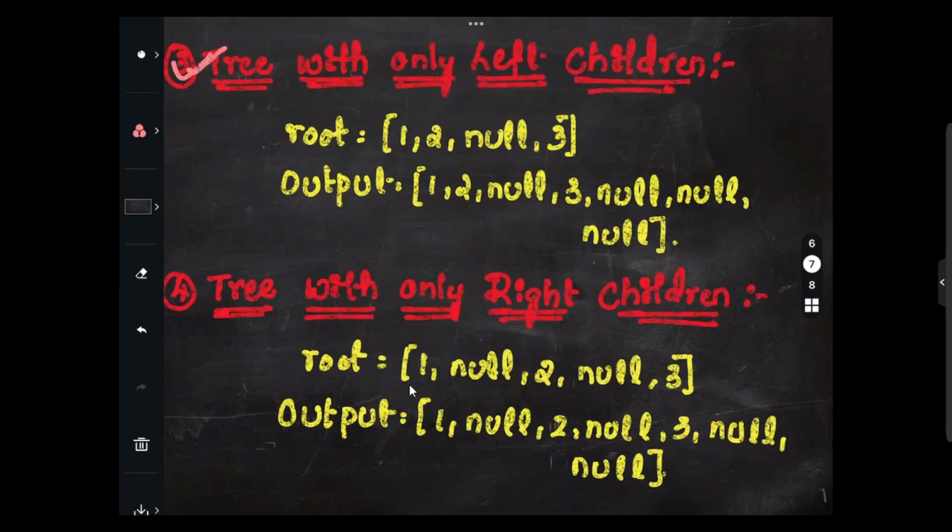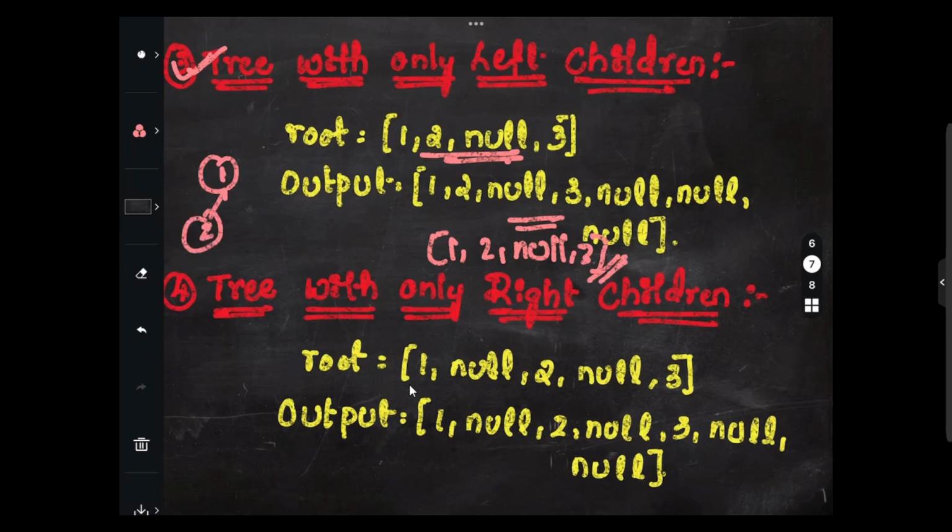This one, tree with only left children. Here we have 1 2 null 3, right? So this is after serializing, and this one becomes basically 1 2 null 3 at the end. So output will be 1 2 null 3 itself, right? So the main output is this one. So this is after serializing, right? This is fine.